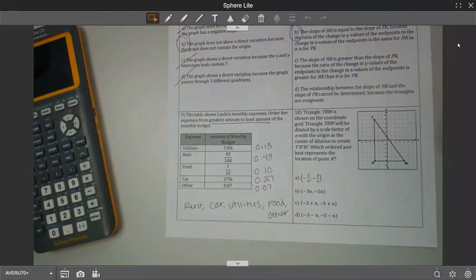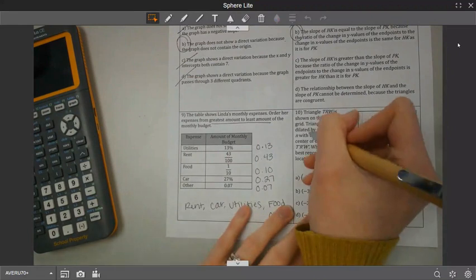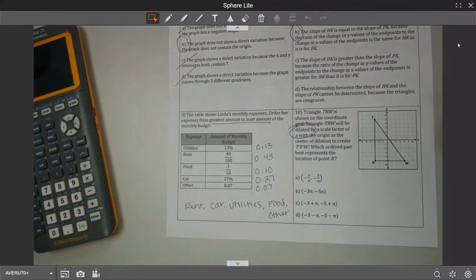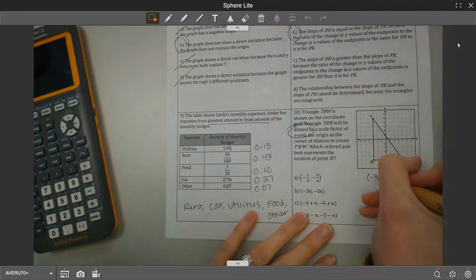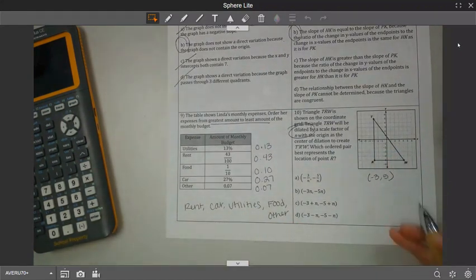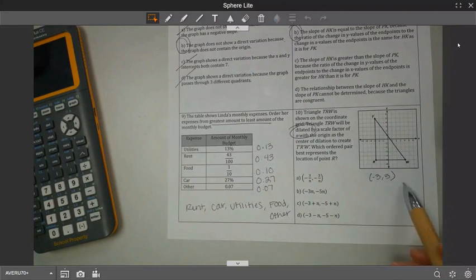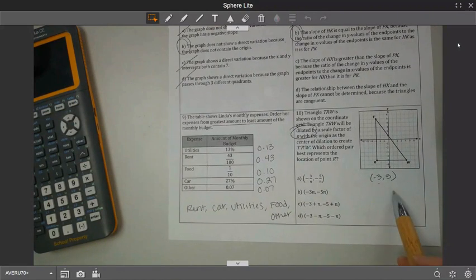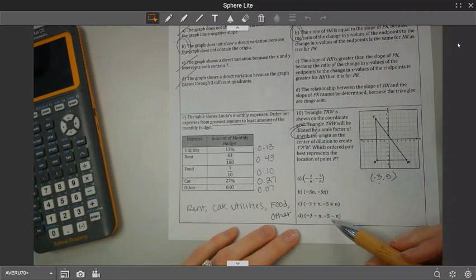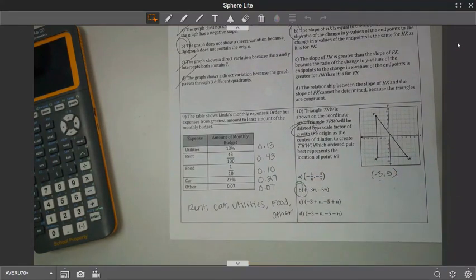Okay. Triangle TRW is shown on the coordinate grid. Triangle TRW will be dilated by a scale factor of n. Okay, dilate. Immediately, we should be thinking multiplication. With the origin as the center of dilation to create T prime, R prime, W prime. Which ordered pair best represents the location of R prime? Okay, well, R is currently at -3, -5. Well, when I dilate something, I take the ordered pair that's there and I multiply it by the scale factor. Well, if the scale factor is n, I need to multiply -3 times n and -5 times n. But if I also look at my choices, the only choice that's multiplying is B. So B would be our answer.